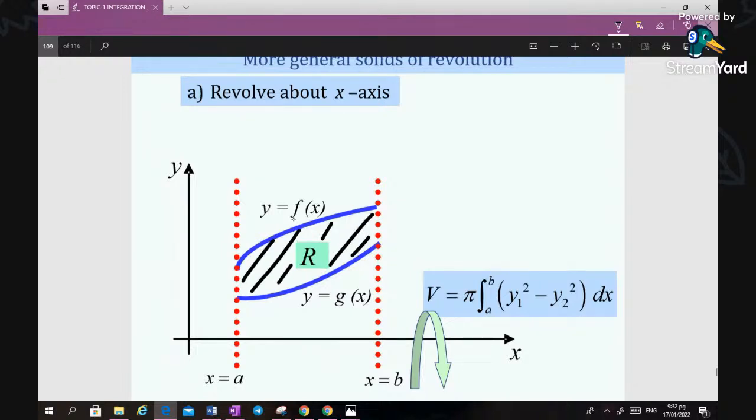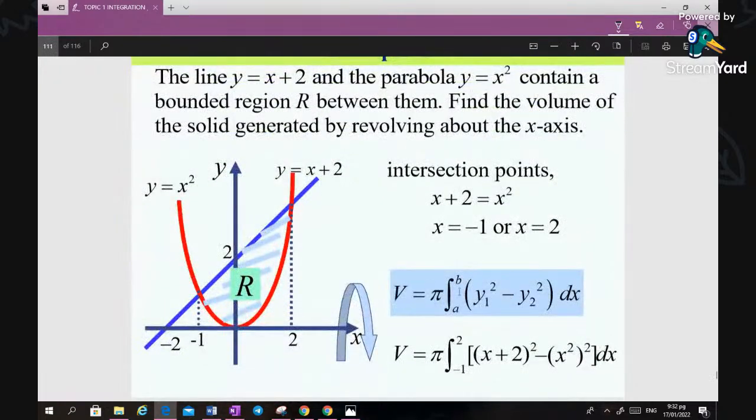Okay, so the formula will be V equals to pi, from A until B, and then y squared inside. But since we have two different curves, we need to square separately y1 and y2. Okay, for example, in this case, if you can see, we have a sketching over here. Find the intersection point and we will get -1 and 2. So the volume will be from -1 until 2.